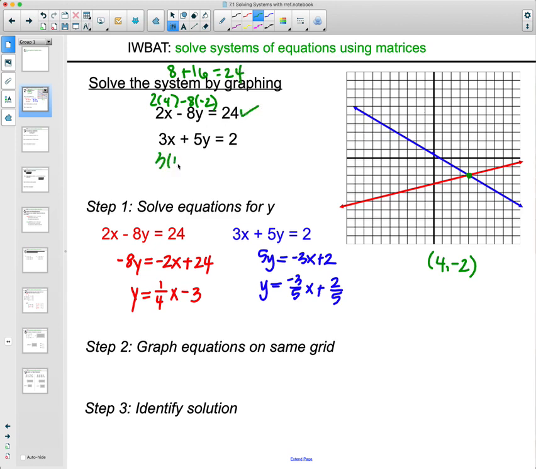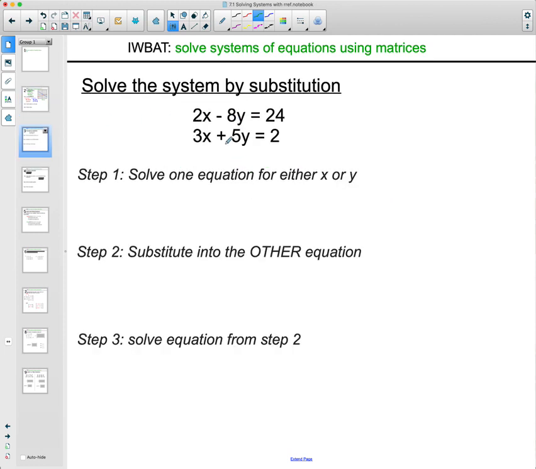And then 3 times 4 plus 5 times -2. So this is 12 plus -10, which is 2. So it is a solution. So the solution to a system is where they cross when you're graphing. So that's the solution there. We have the same system here, but just a recap on substitution. So we know the solution is going to be 4, -2.